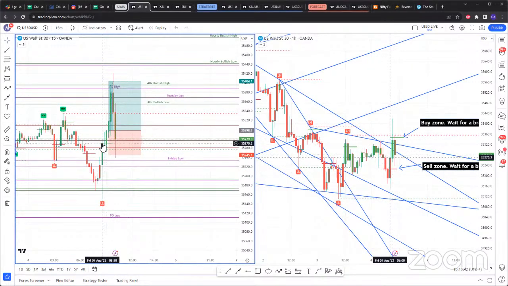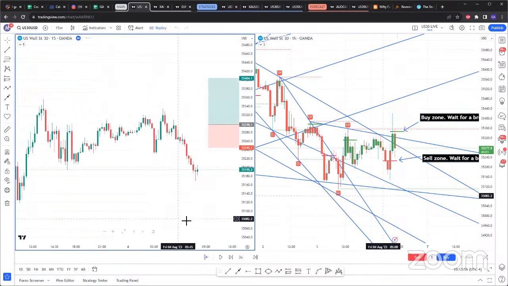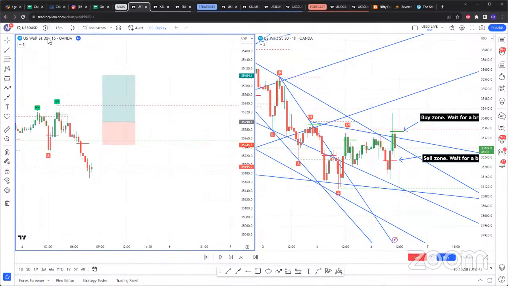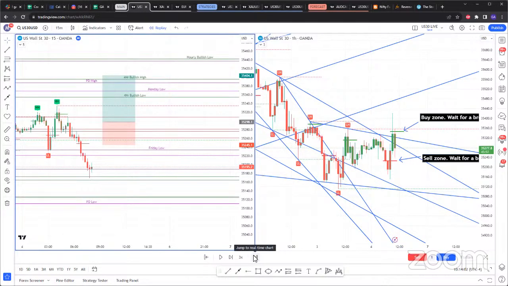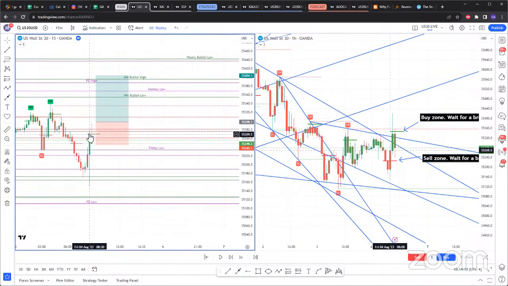So here, US 30 had this parabolic buy zone. So this was the NFP candle, right? Yes, this was the NFP candle. So this NFP candle is the one that actually created, let me do the replay, this NFP candle is the one that created the parabolic buy zone on the 15 minutes. So keep in mind, I like trading this strategy on the 15-minute, or looking for an entry on the 15-minute.